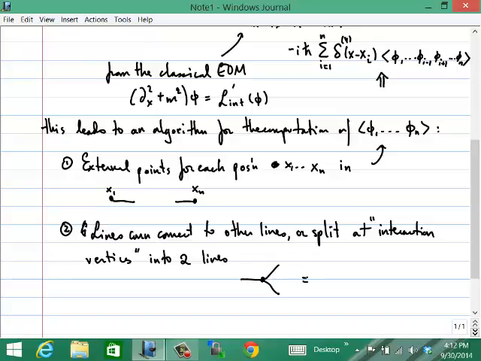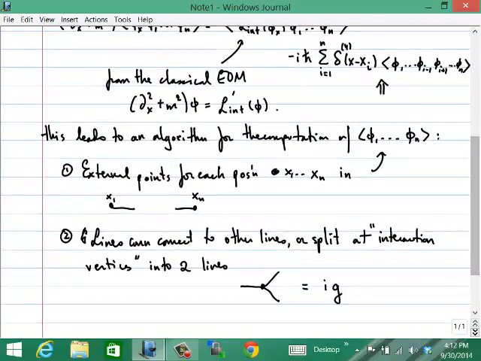each of these interaction vertices introduces a factor of I times the coupling constant G. Okay. Where here we're working in a phi cubed theory, so the interaction vertex was G over 3 factorial times phi cubed, so this L prime was G over 2 times phi squared. So here, that's with the interaction G over 3 factorial times phi cubed.